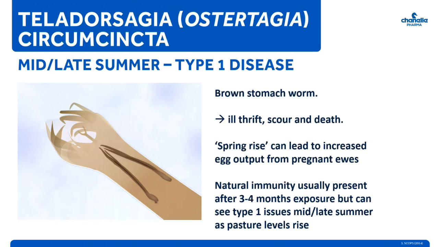Type 1 is seen in the summer and autumn. This is the one that we're really focusing on now. But type 2 occurs in spring after worms emerge from hibernation in the abomasal wall. This hibernation is referred to as hypobiosis. Natural immunity is usually achieved to this parasite in around 3 to 4 months. However, type 1 disease can be a factor in the summer and autumn as pasture levels rise. This parasite has a 16 to 21 day pre-patent period.